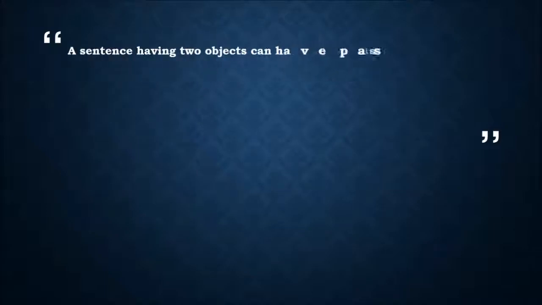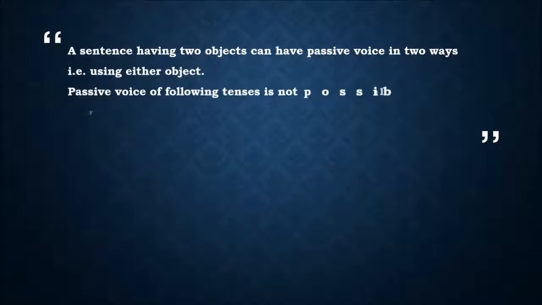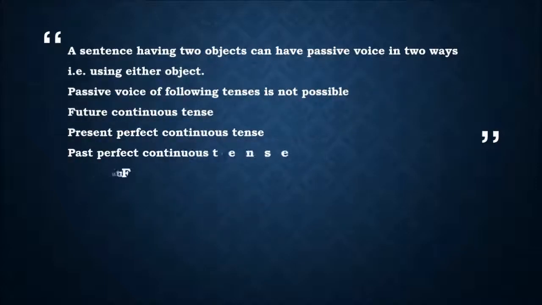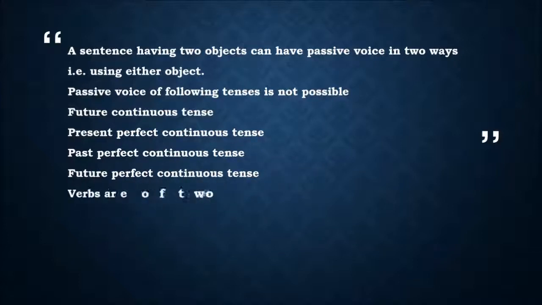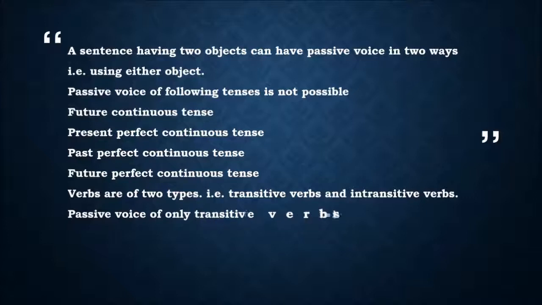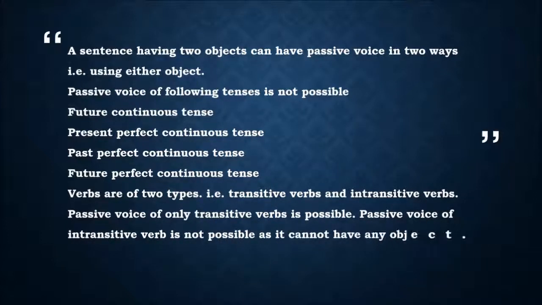Passive voice of the following tenses is not possible: future continuous tense, present perfect continuous tense, past perfect continuous tense, future perfect continuous tense. Verbs are of 2 types, that is, transitive verbs and intransitive verbs. Passive voice of only transitive verbs is possible. Passive voice of an intransitive verb is not possible as it cannot have any object.